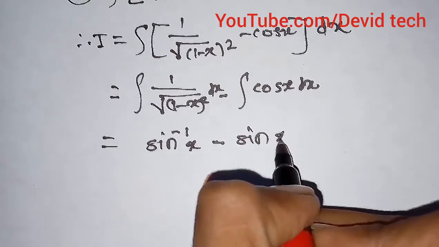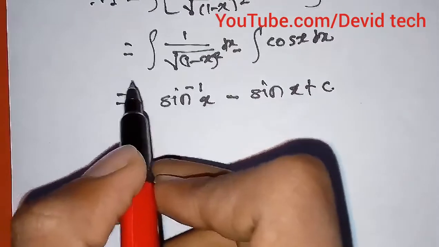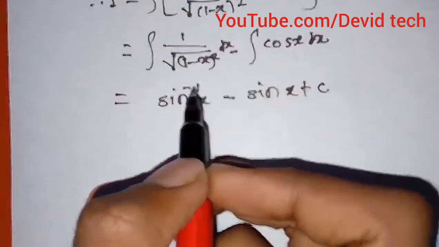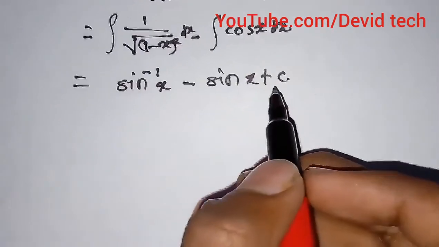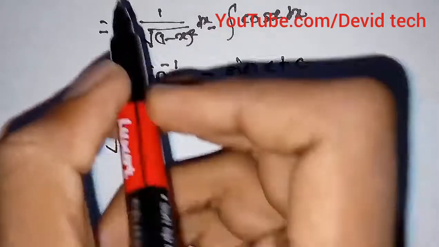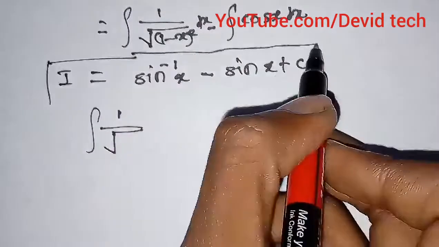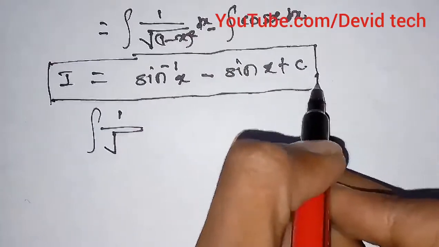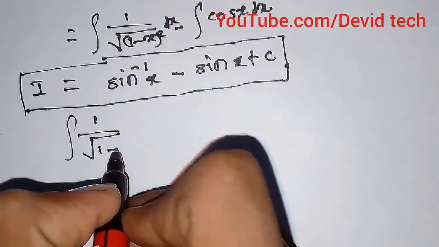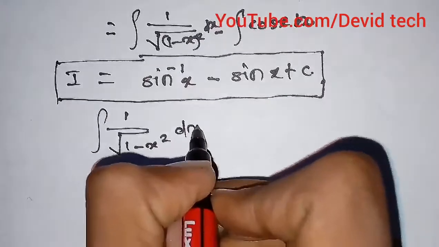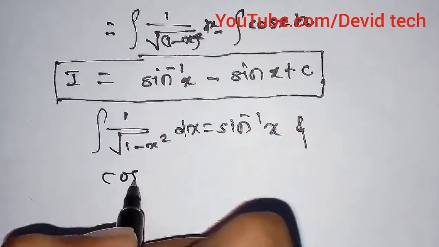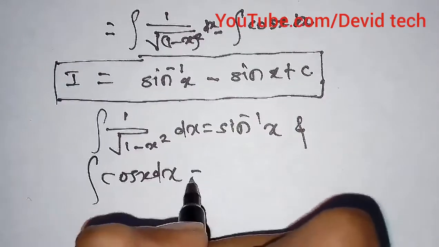By using the formula, we should have to know about the formula. It's very simple. Sine inverse x. I am telling you about the formula. Integration of 1 by under root 1 minus x square dx is equal to sine inverse x, and integration of cos x dx is equal to sine x. This is the final answer.